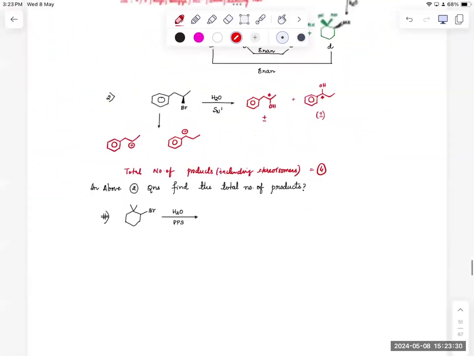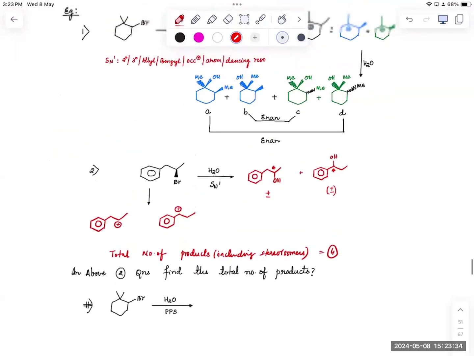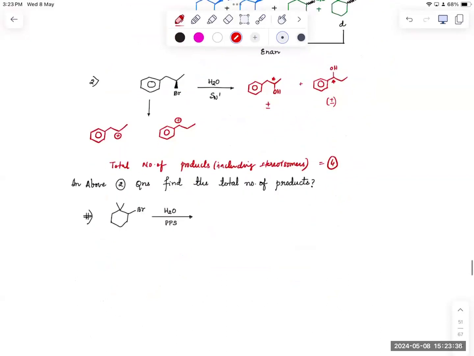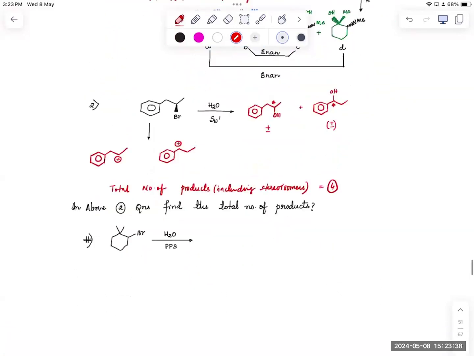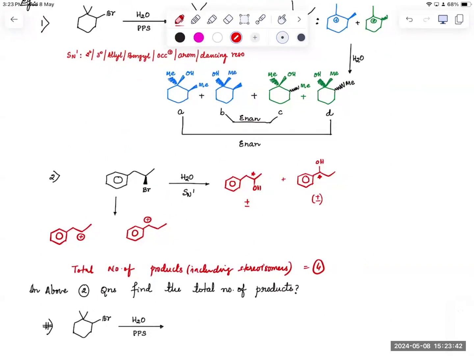Okay. Check that out. Do the next one, everybody. Check out how many products you are getting. Basically, it is the same thing which is given up in the question. You just have to apply that once again and try it. Find out, everybody, including stereoisomers. You need to check including stereoisomers. Do that.